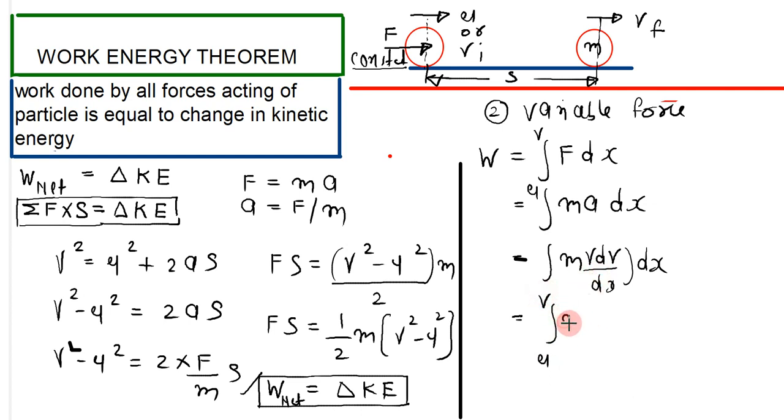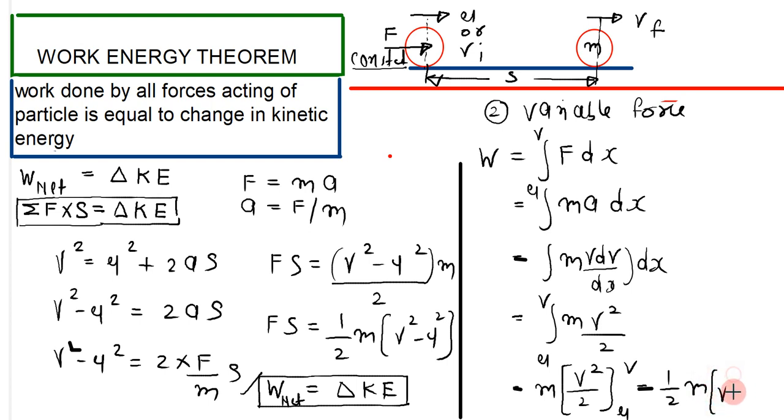So m stays as it is, and the integration of v dv gives v square by 2. If you put the limits, taking the mass common in the bracket, v square by 2 from u to v, initial and final velocity. So this is again the same story: 1 by 2 m into v square minus u square. This gives the work done. So work done again becomes the change in kinetic energy, that is 1 by 2 m v square minus u square.